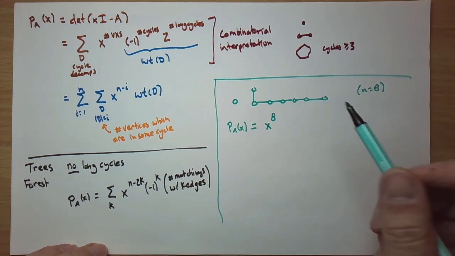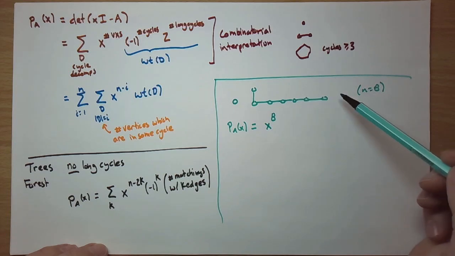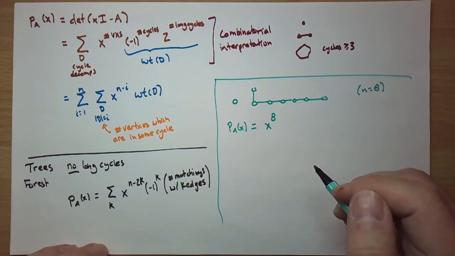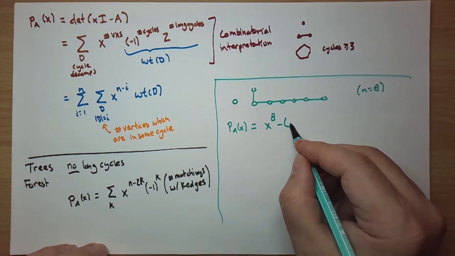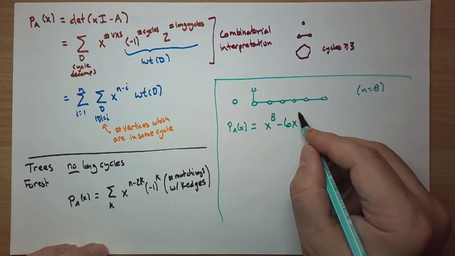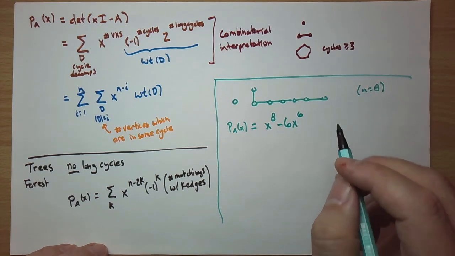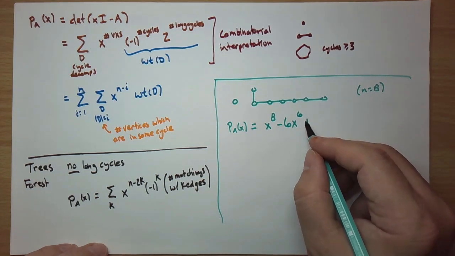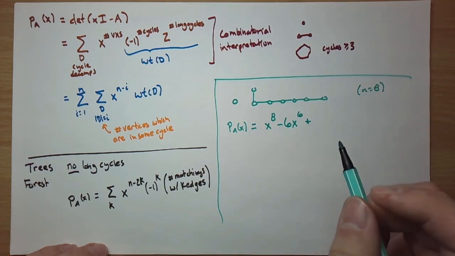Okay, so a matching with one edge is just an edge, so it's the same as counting the number of edges. How many edges do we have? 6. So 6x to the 6. Okay, now we'll have a plus.